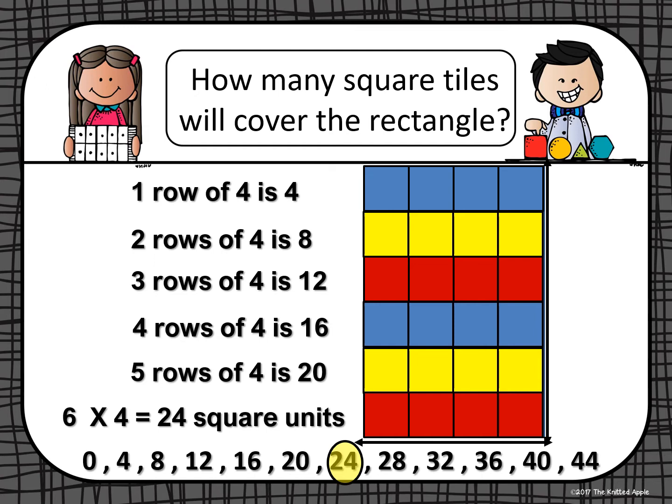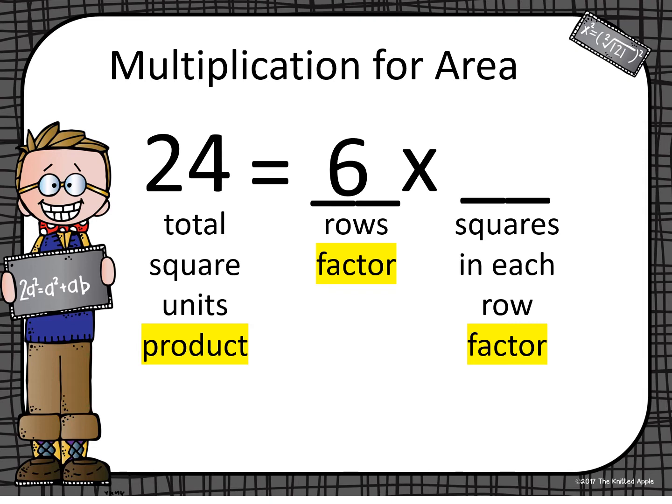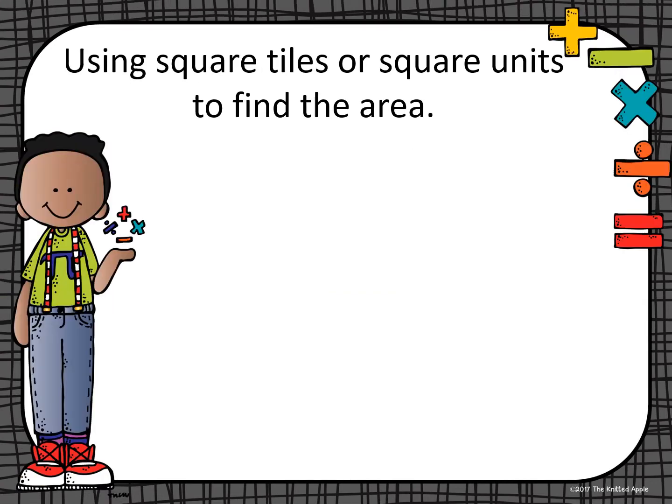Let's take a look at some more ideas and more examples. So this idea of multiplication for area tells us that when we count the total square units, that's our product. Our rows in this case are the factor. The squares in each row is our other factor. So we can write multiplication equations to find area of a surface.